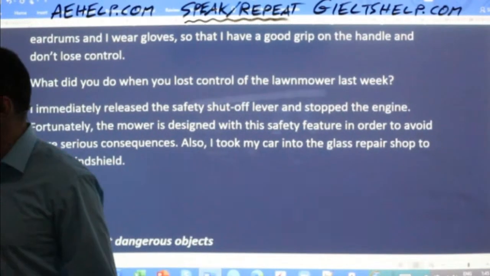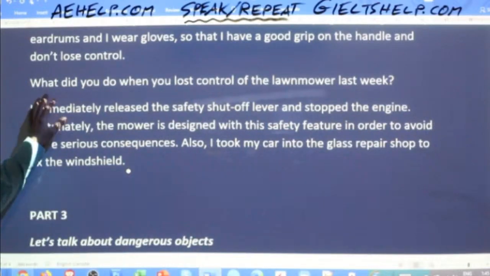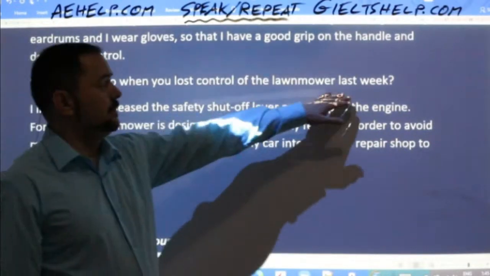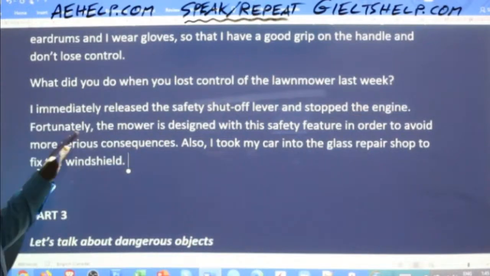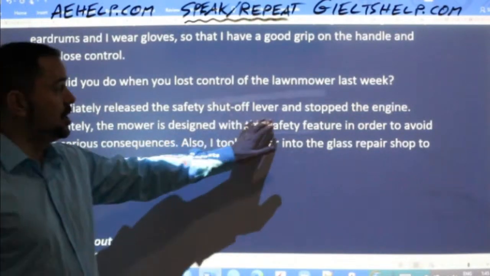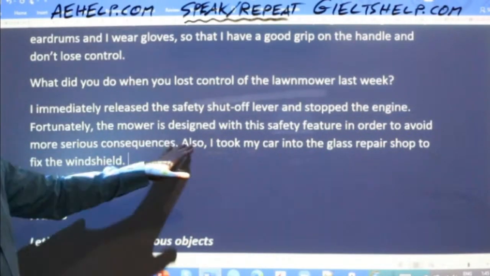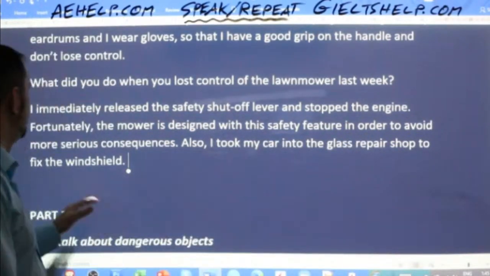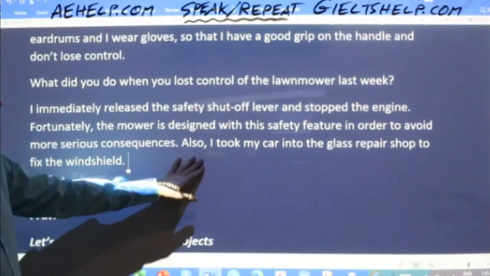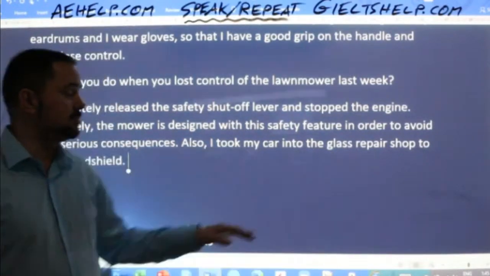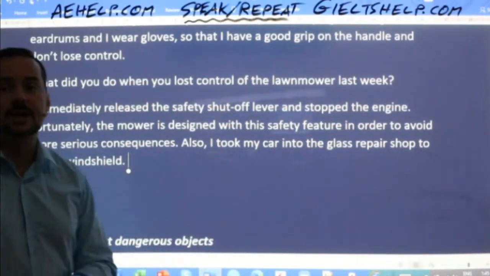Okay, so again, repeat after me. What did you do when you lost control of the lawnmower last week? I immediately released the safety shutoff lever and stopped the engine. Fortunately, the mower is designed with this safety feature in order to avoid more serious consequences. Also, I took my car into the glass repair shop to fix the windshield.